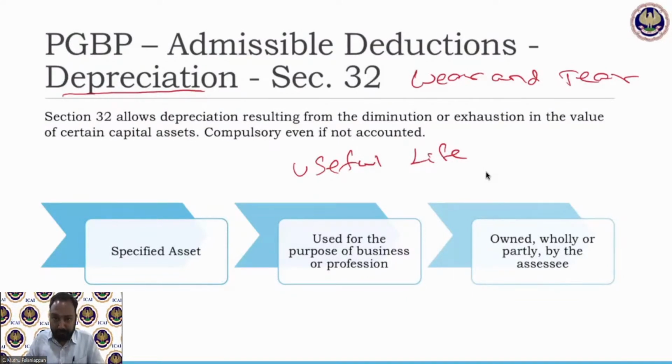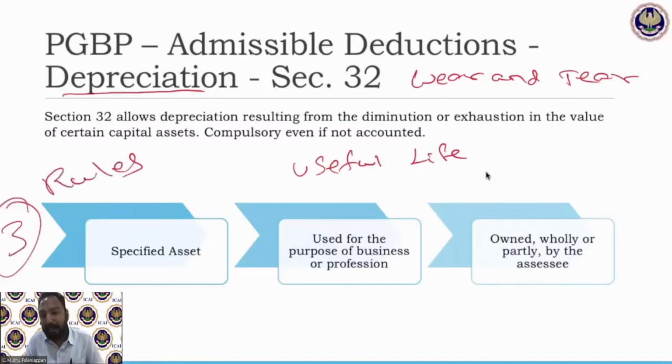Now there are three rules to claim this depreciation. You cannot claim it on any asset. The first thing, it must be a specified asset. What is the meaning of specified? It means it must be a listed asset. It must be an asset specified under the Income Tax Act under Section 32. So that's a specified asset.